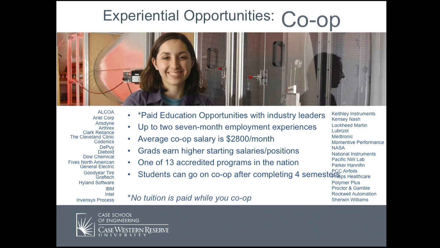There's actually 2 periods in which you leave the university and go into industry, work at a company for 7 months. So typically you do your first 2 years, go into industry for 7 months, come back for a semester or 2, then go out for a second co-op period, and then come back and probably graduate not too far after that. You get paid very well. Average co-op salary is about $2,800, but it can go up to $6,000 a month.